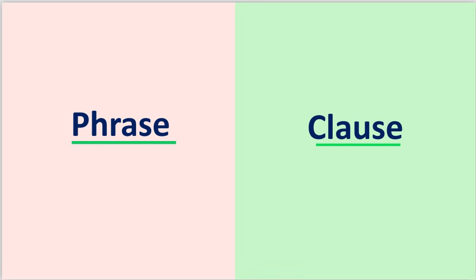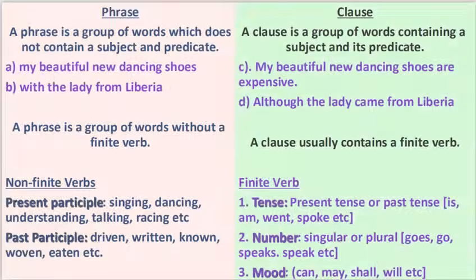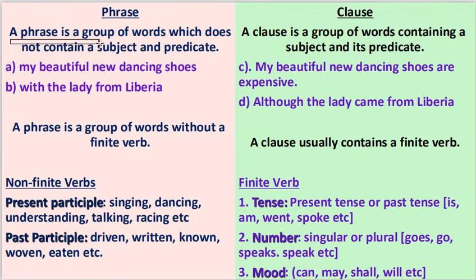I'm going to put them side by side so that we can see clearly the differences between the two. Let's begin with phrase. A phrase is a group of words which does not contain a subject and predicate. A phrase may contain a subject or a part of the predicate, but it does not usually contain both the subject and its predicate. This is because a phrase is a grammatical fragment. Let's see this example for better understanding.